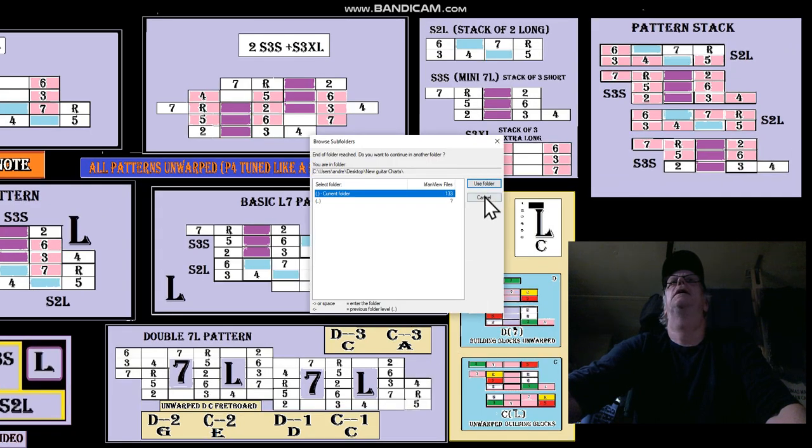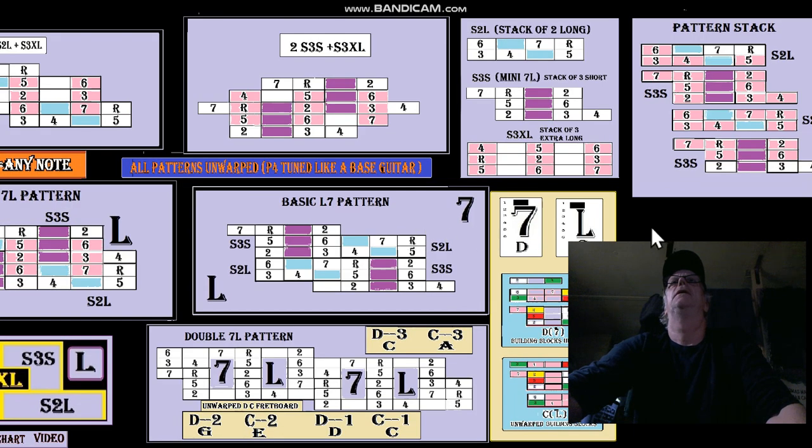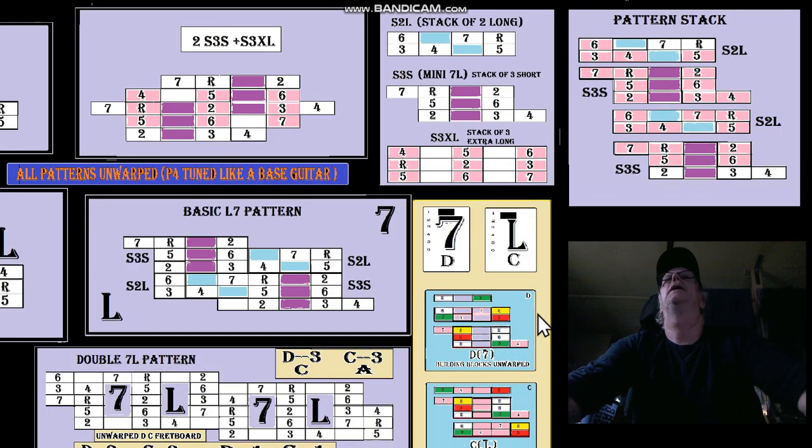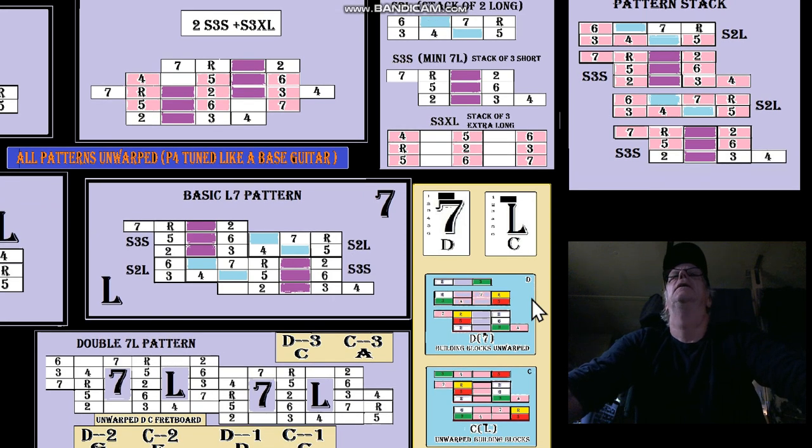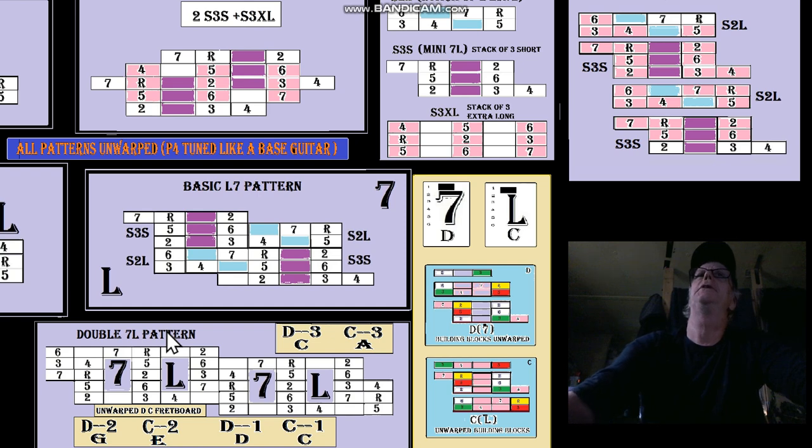These two guys have done a good job. These two guys right here, the D and the C. All right, the D and the C actually fit to the 7L. This is a double 7L. Oh my God, a double 7L. I'm never going to remember all these notes. Just remember, it's the same pattern twice.